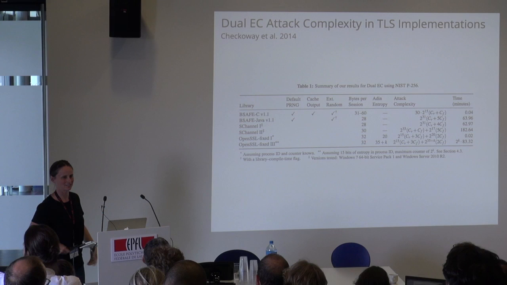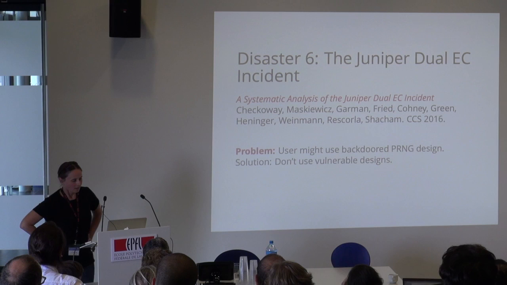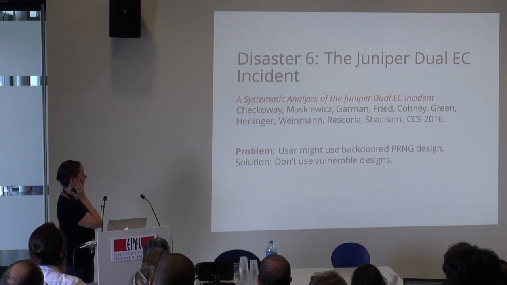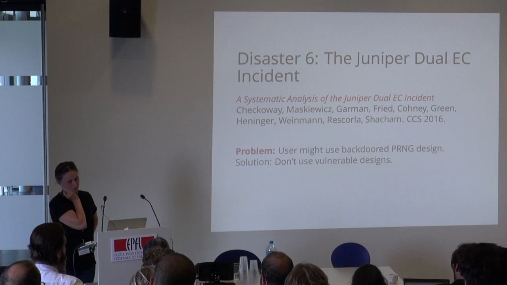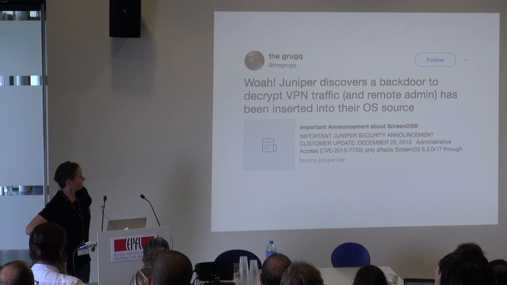So that leads me to my last disaster, which is the Juniper dual EC incident. This is joint work with a large number of co-authors. And of course, the problem here is, again, using a backdoored pseudorandom number generator design. The solution is: don't use known vulnerable designs, even if you don't think that you're vulnerable to the backdoor. So this is maybe more of where the fire was.